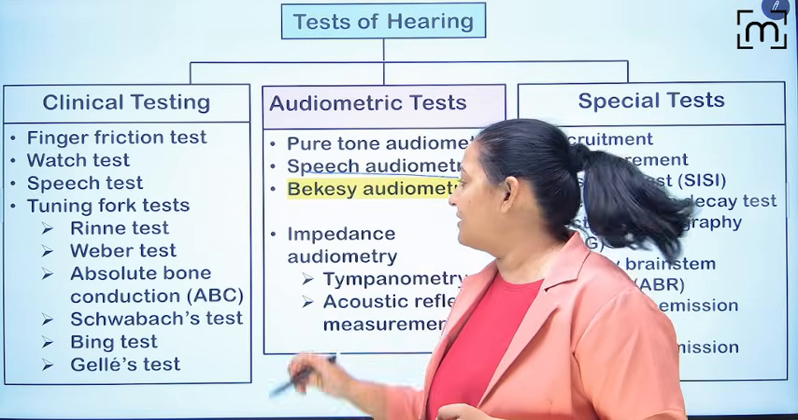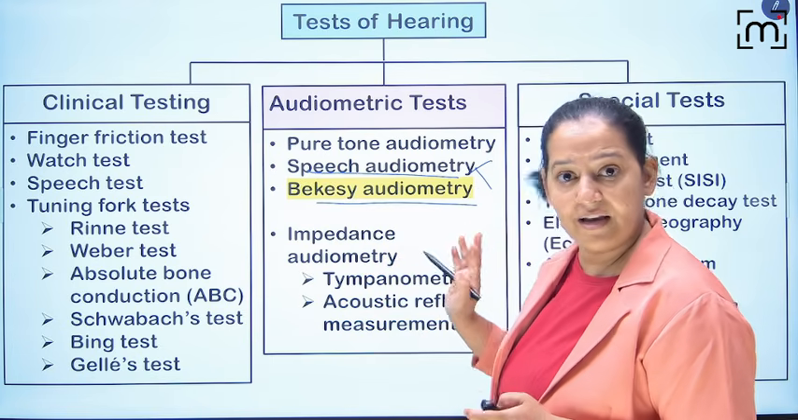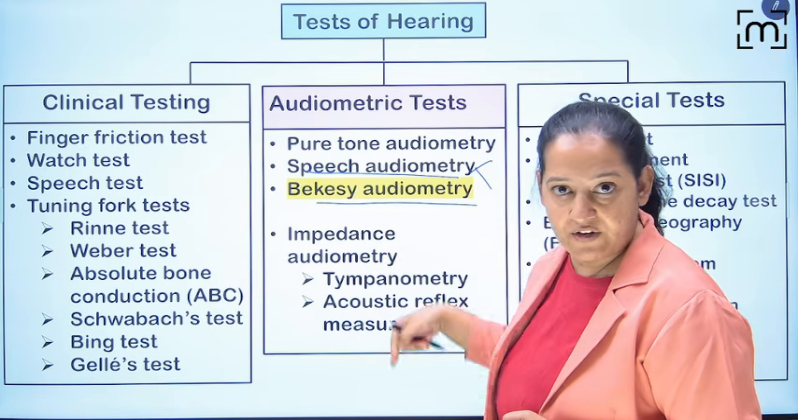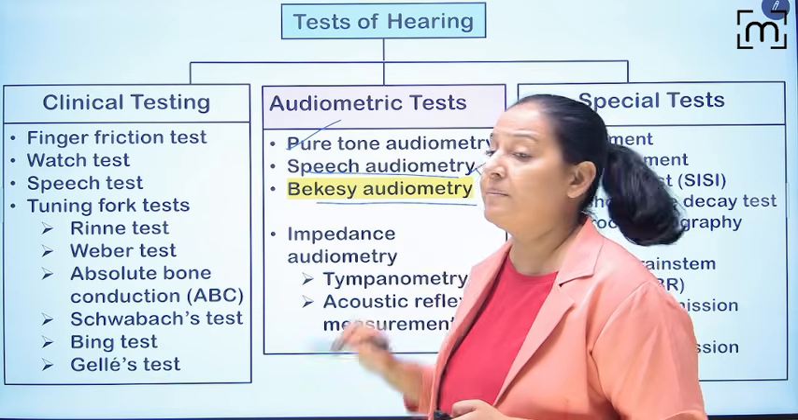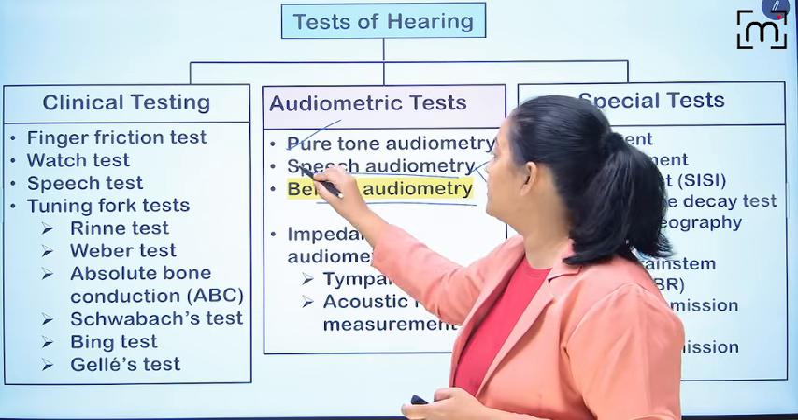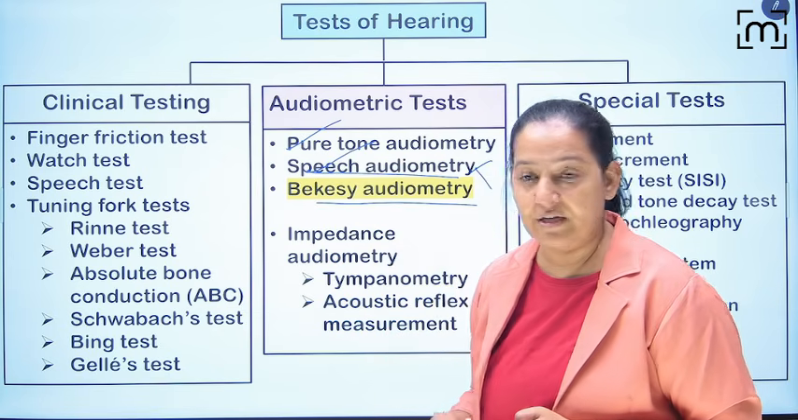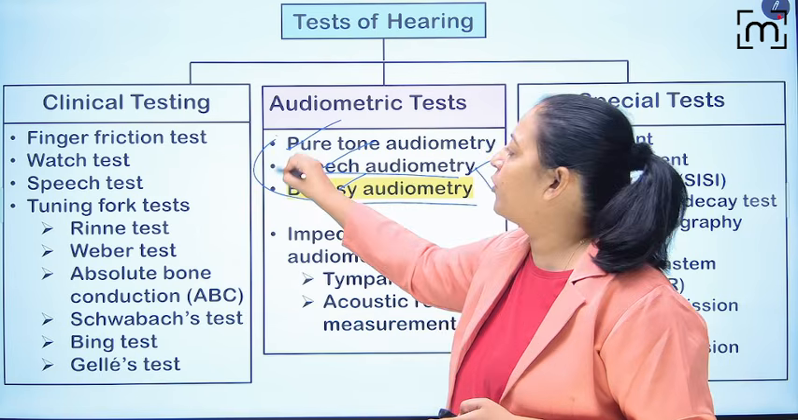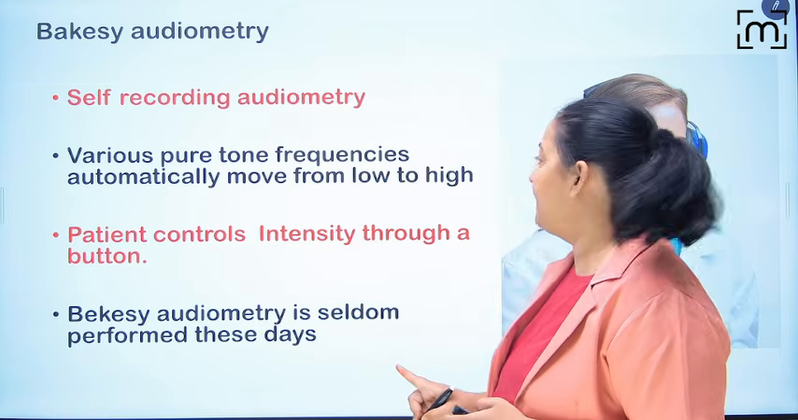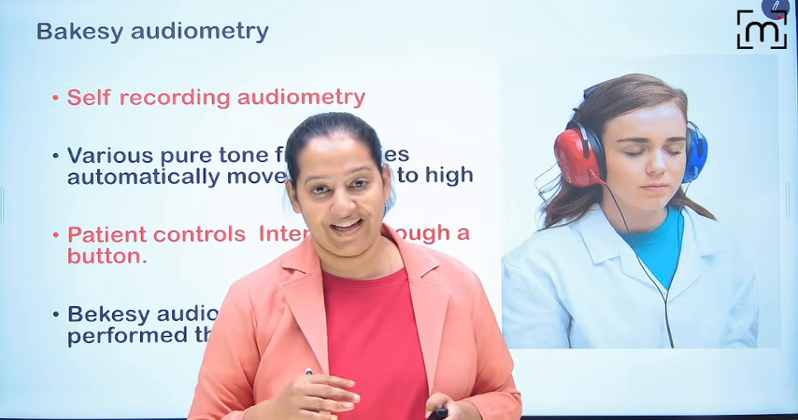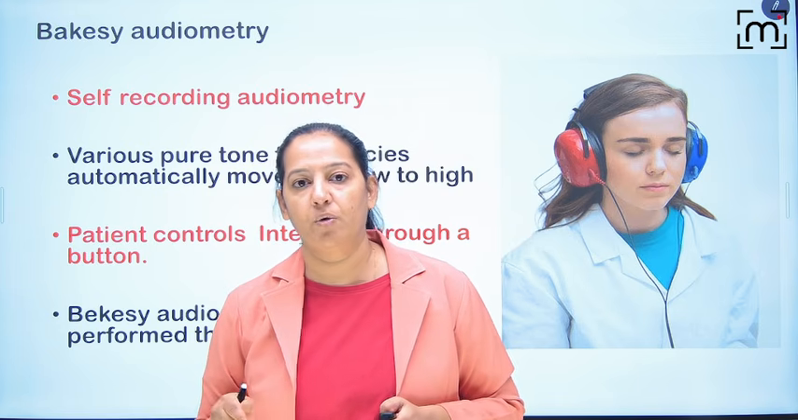People say the third one is the Békésy. The last objective. There are three objective audiometry. I told you pure tone audiometry, how to perform that. I told you speech audiometry, how to perform that. Now Békésy is the same as pure tone. The only thing is, in pure tone, the control was in the examiner's hand. You remember pure tone?